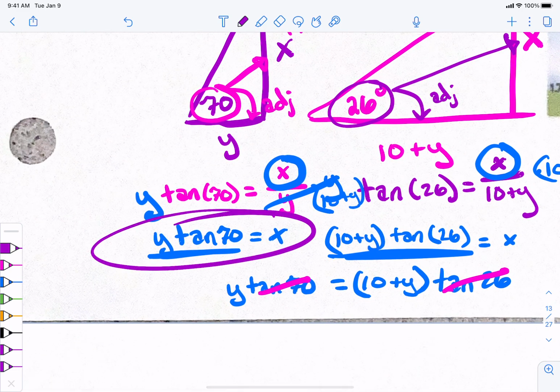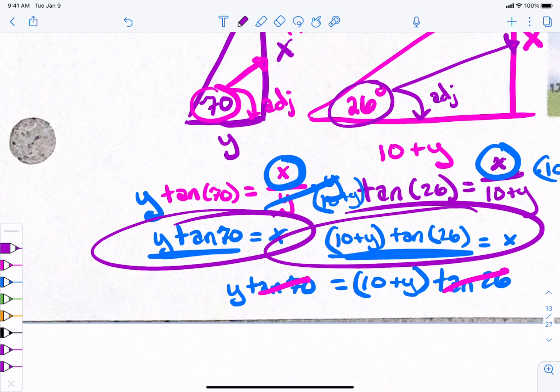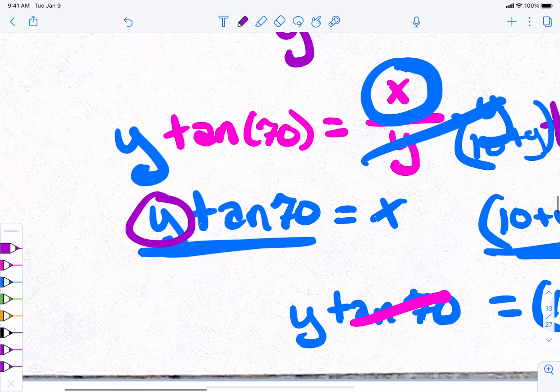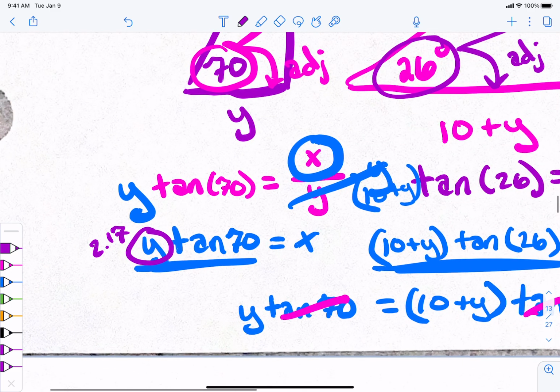We have these two equations. Which one's easier? The left one, right? Okay. So let's plug y, 2.17, in here. What's 2.17 times tangent of 70? 5.96, so 6.0.